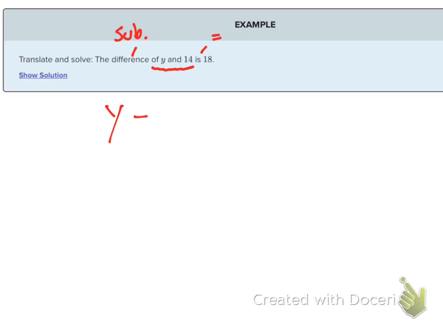Say, y minus 14 equals 18. Excellent. I want to isolate my variable. I need to get it down to y equals. What is standing in the way between the y and the equal sign? All I care about is this y and the equal sign. What's in the way? Some of you are saying 14. But what kind of 14?